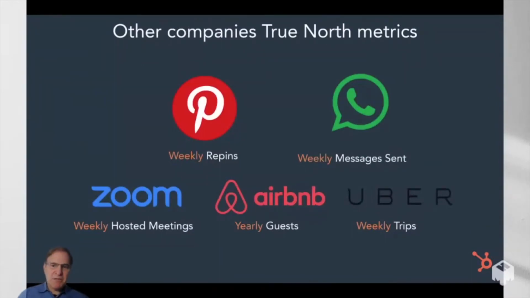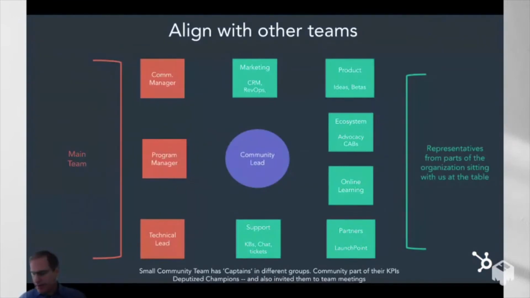Again, here's some other companies and their true north metrics. In getting alignment with other teams, one of the things you can do, and this is a model that I used in a previous company, and obviously there's different types of organizational alignments. We had a very small community team, the 3 people on the left in orange. The green were people from other groups. But basically what we did is we determined representatives or captains, whatever you want to call them, and had those people attend our staff meetings as well.